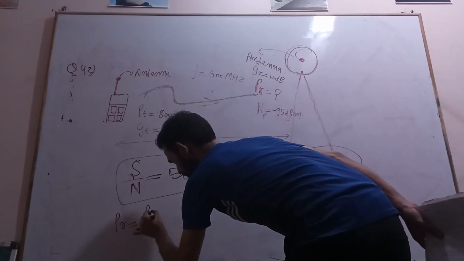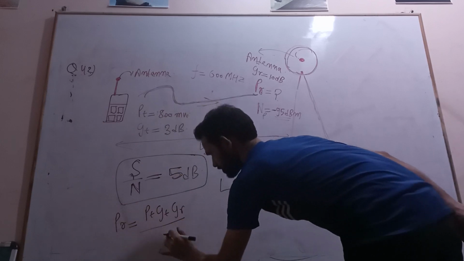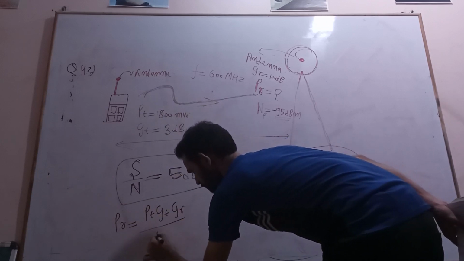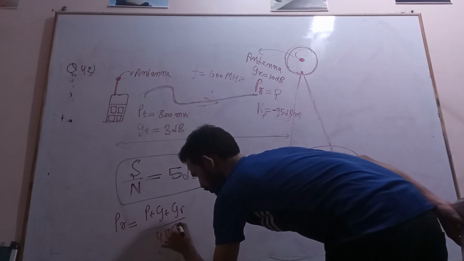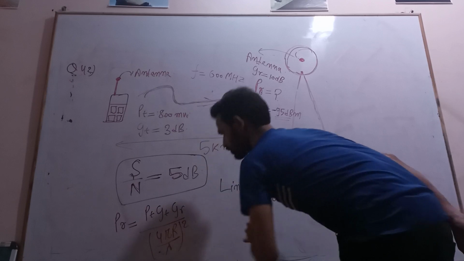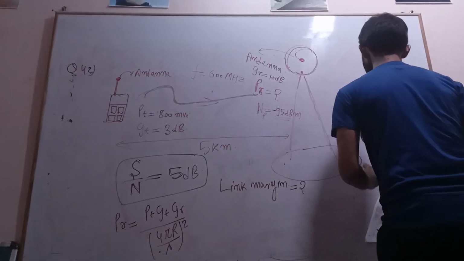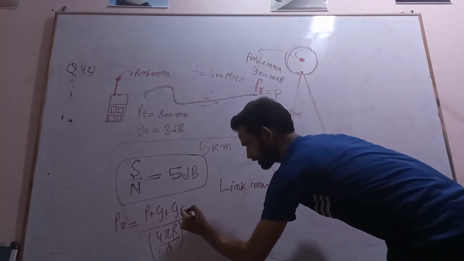PR is equal to PT GT GR divided by 4 pi R by lambda, whole square. Yes, whole square. So this is my received power.